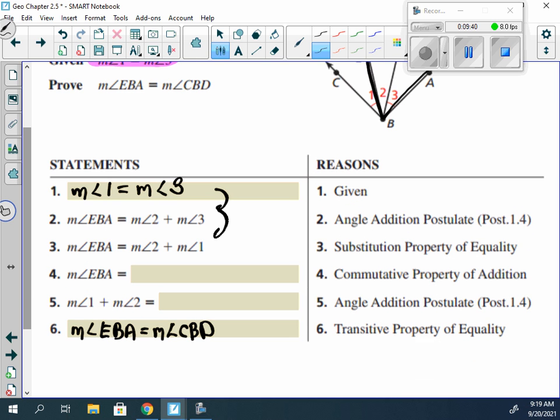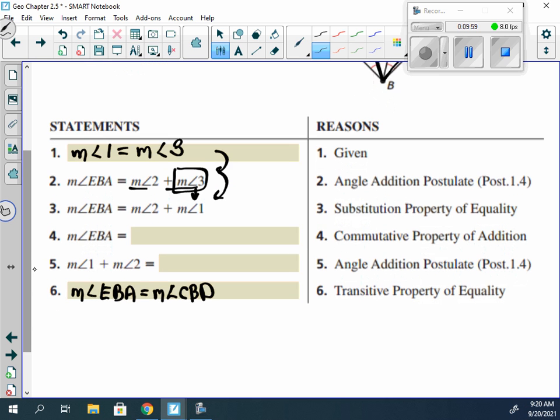Now, from step 2 to step 3, they say the substitution property of equality. What do we know? The measure of angle 1 is equal to the measure of angle 3. So here it says 2 plus 3, but I can replace 3 with 1. Now, the next step is not something I'm normally going to make you do, but it is something that they have put up here, the commutative property of addition. Really what this is saying is that for the measure of angle 1 plus the measure of angle 2, we can switch the order. We're not going to be this nitpicky in here.